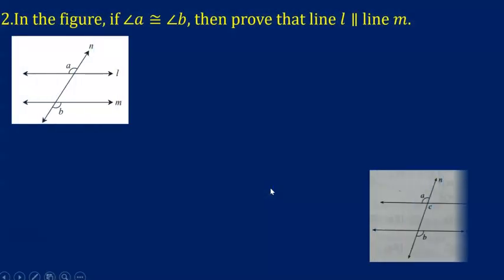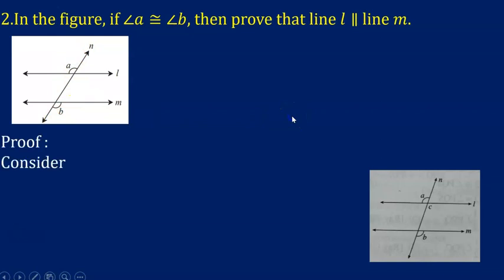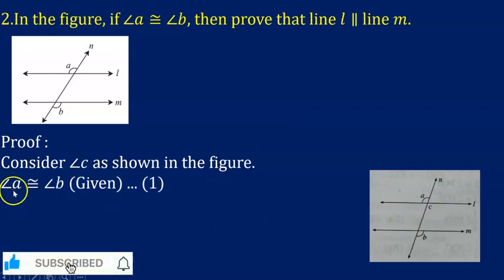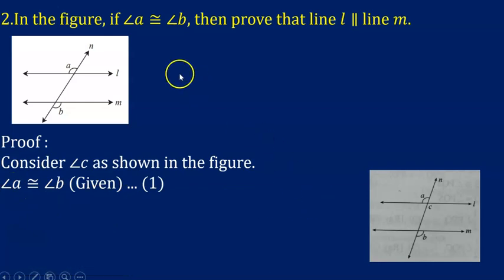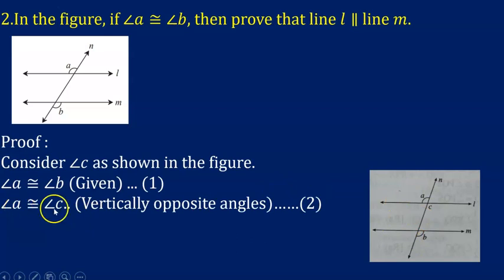Next, in the figure, if angle A is congruent to angle B, then prove that line L is parallel to line M. It's clear that these are the exterior alternate angles. Now proof. Consider angle C as shown in the figure. Angle A is congruent to angle B. This is given. Angle A is congruent to angle C. They are vertically opposite angles.